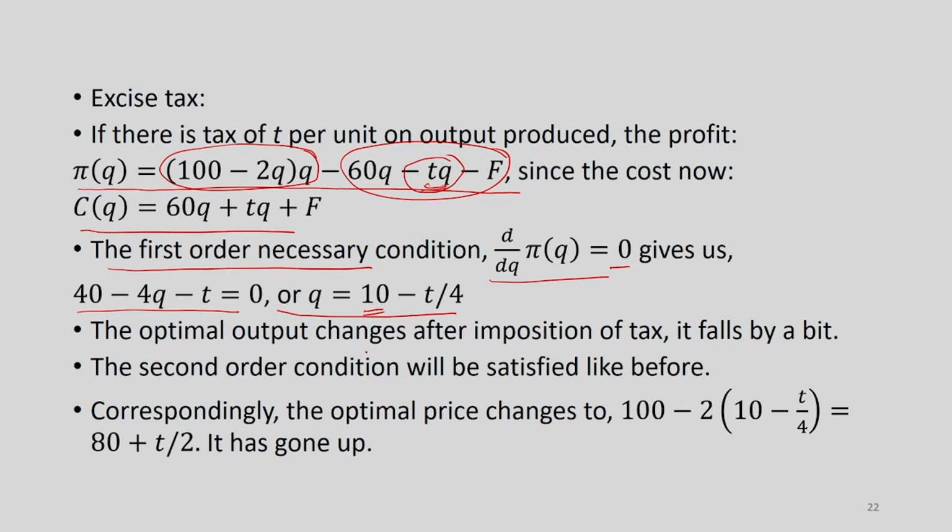So, the optimal output changes after the imposition of tax, it falls by a bit. The second order condition will be satisfied like before, because if you take the derivative of this with respect to q, then this part simply drops out, so you get minus 4. So, the second order condition is satisfied.